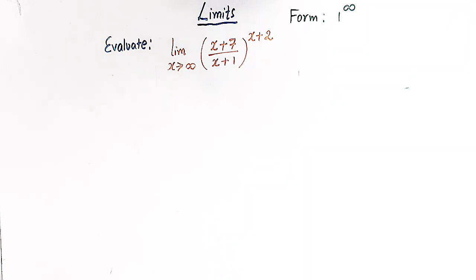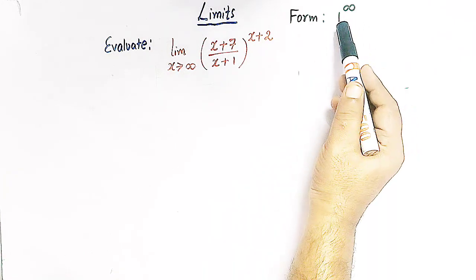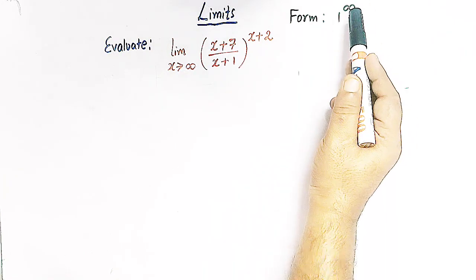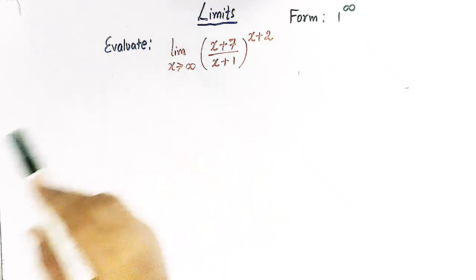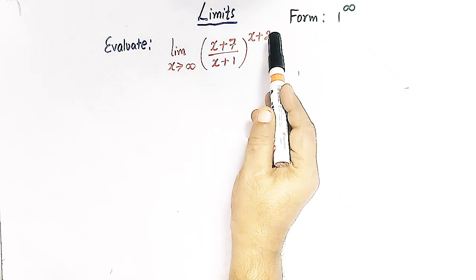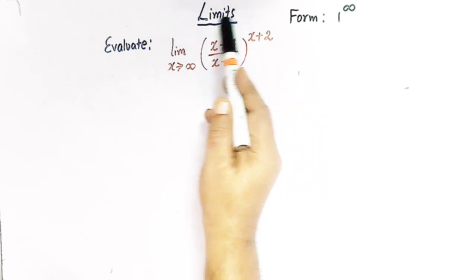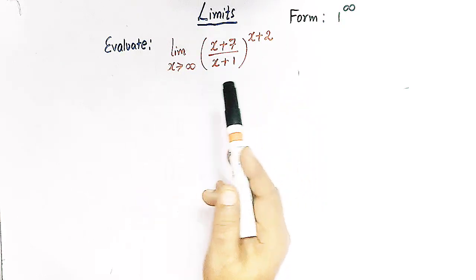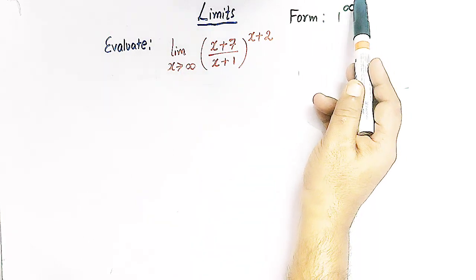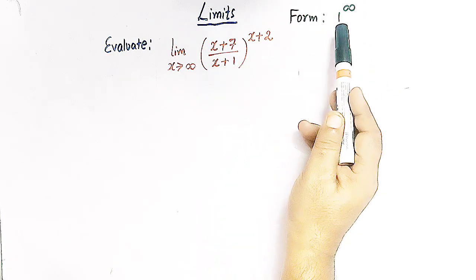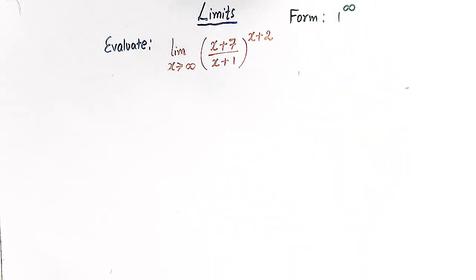Hello, viewers. In today's session, we are going to discuss an important problem from limits. In this session, we are going to discuss limits of the form 1 raised to infinity with the help of this example. Here we are taking this example as an illustration to explain how to calculate the limits of this form, that is 1 raised to infinity. So let us start.